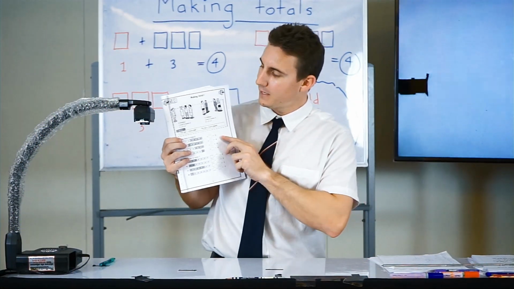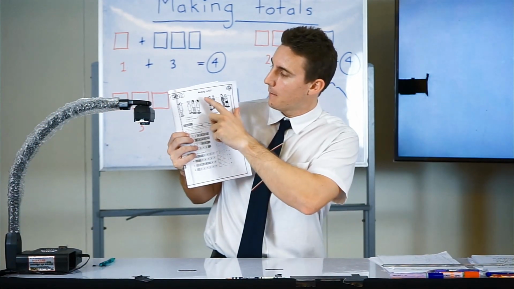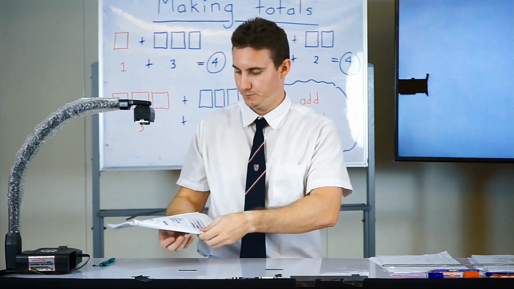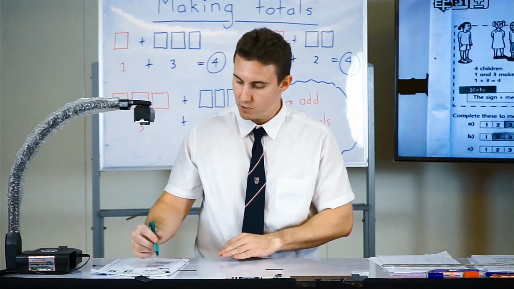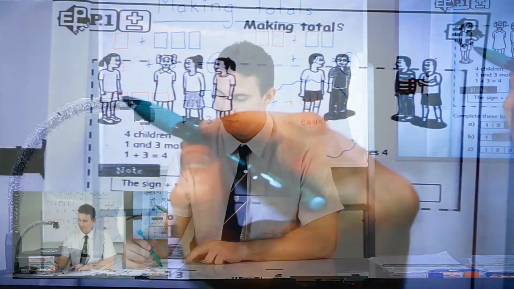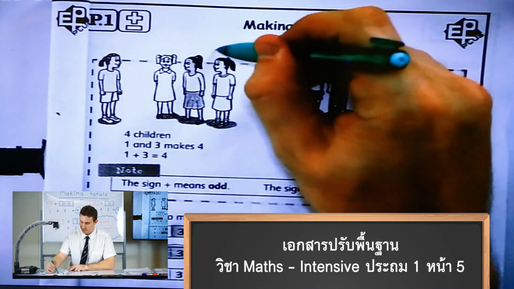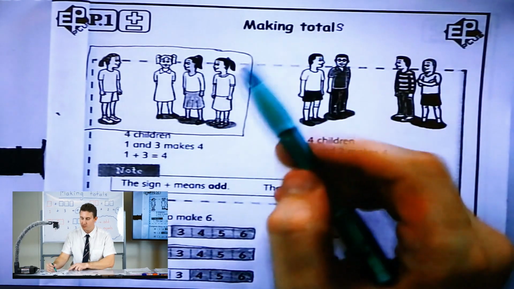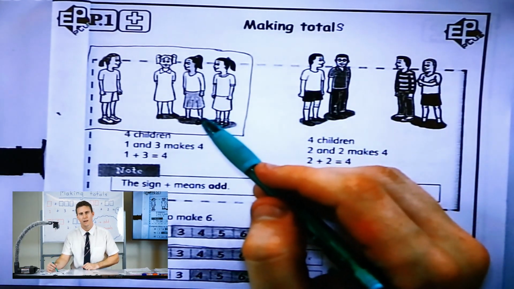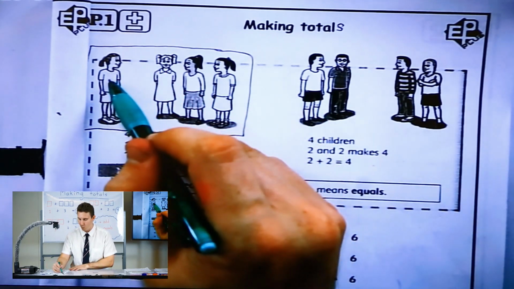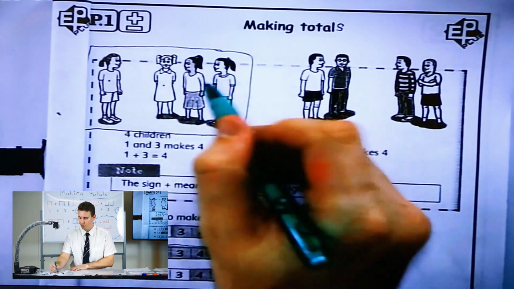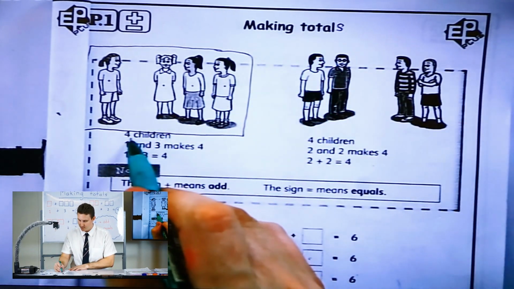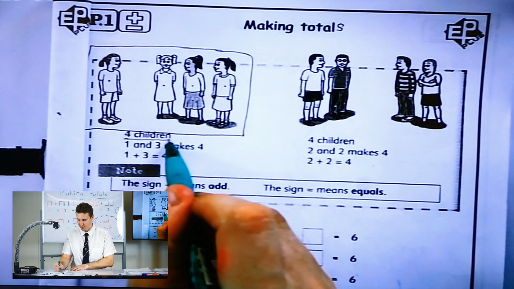Okay, students. Please turn to the Making Totals page in your maths worksheet. Okay, so as you'll see in the first example here on the page, how many children can you see? How many? Let's count together. 1, 2, 3, 4. Very good. And it says 4 children.